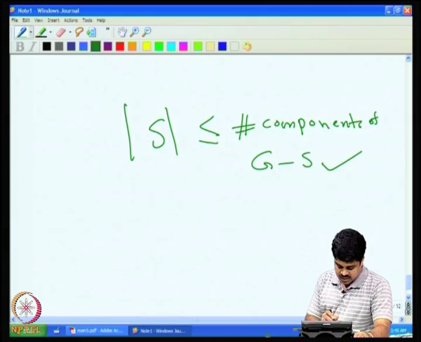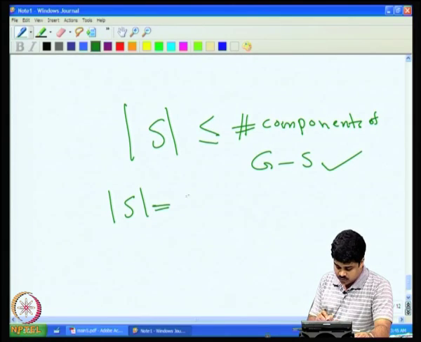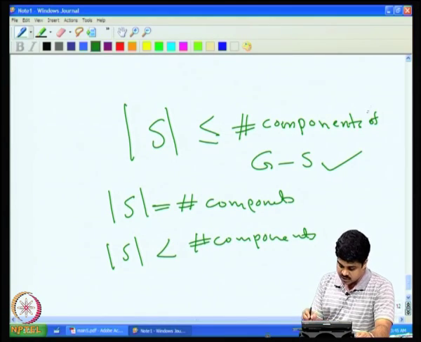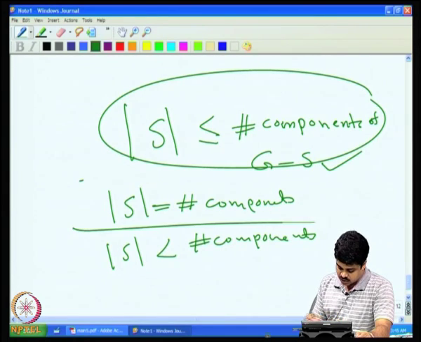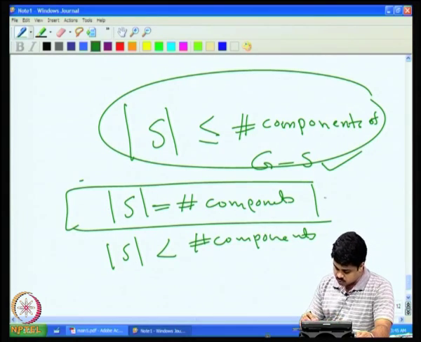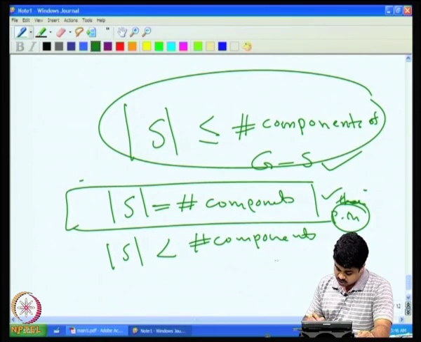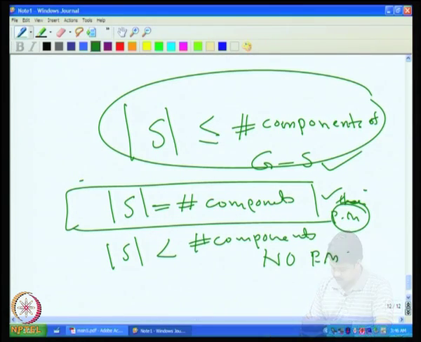Now, this means the cardinality of S can either be equal to the number of components, or it can be strictly less than the number of components, right. So, these are the only two conditions if the set satisfies this property. Now, it says this: if this is true, then there is a perfect matching. If this is not true, then there is no perfect matching, is what it says, right.